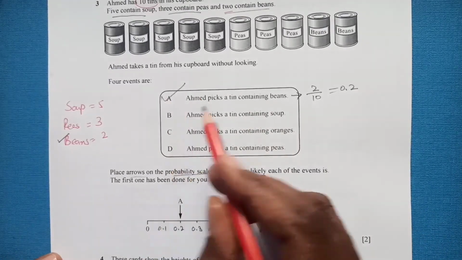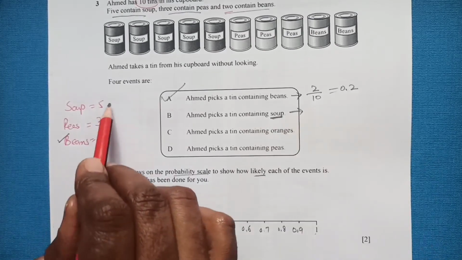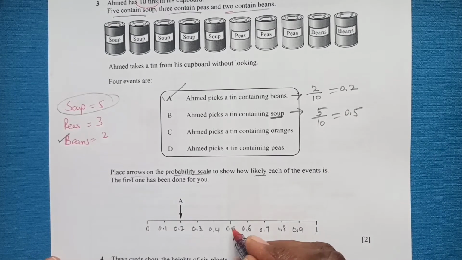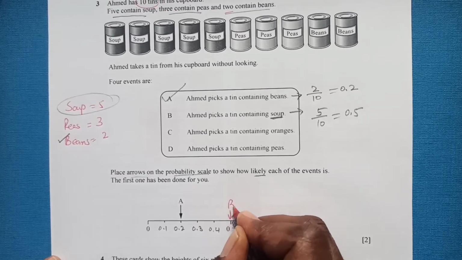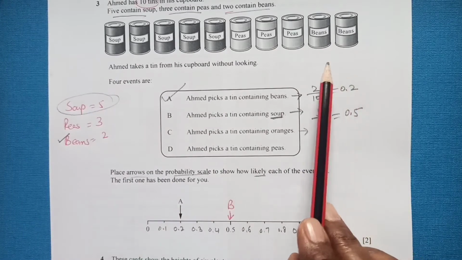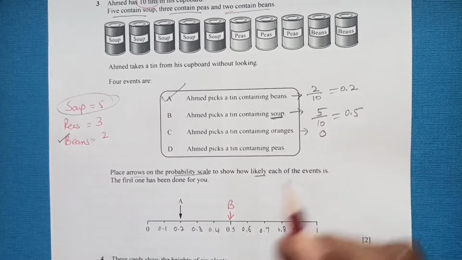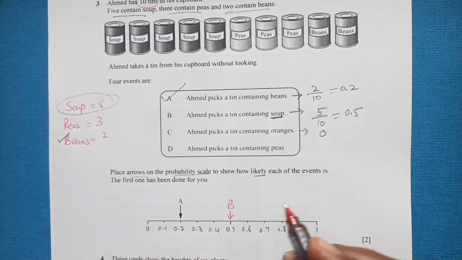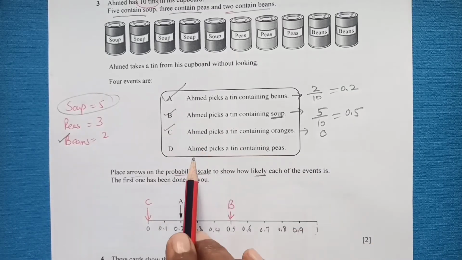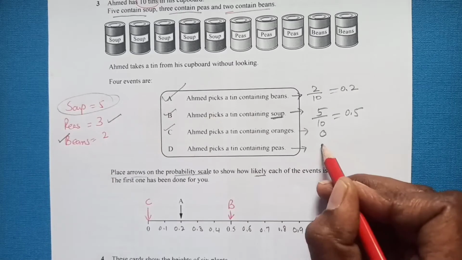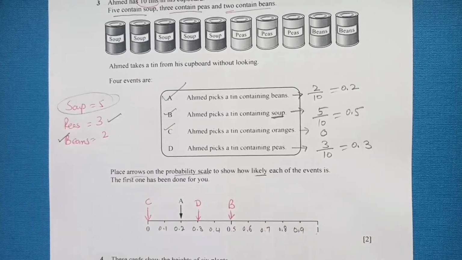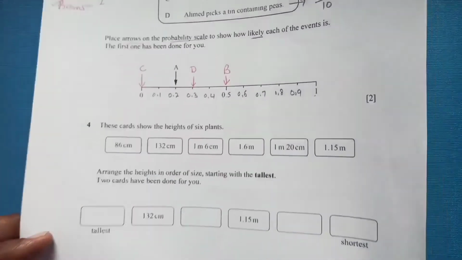This is already done. Second, Ahmad picks a tin containing soup. Soup is 5 out of 10, so this is 0.5. We are going to put the arrow for B at 0.5, right? Then C, Ahmad picks a tin containing oranges. Do you see any oranges in the tins? No. There are soup, peas and beans. So this is just 0. There is no probability of getting oranges, right? So it will go here, which is C. Now lastly, Ahmad picks a tin containing peas. Peas are 3 out of 10, so it is 0.3. So D will go at 0.3. This is how we can do number 3. Now question number 4.